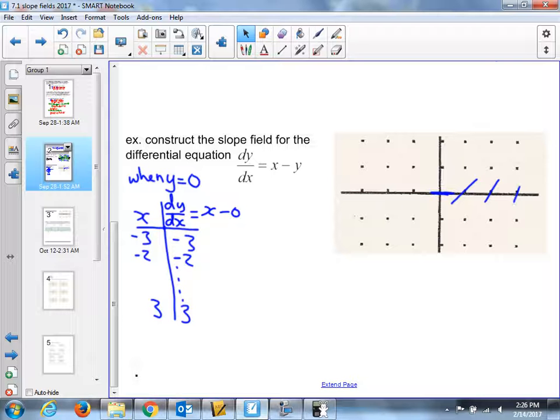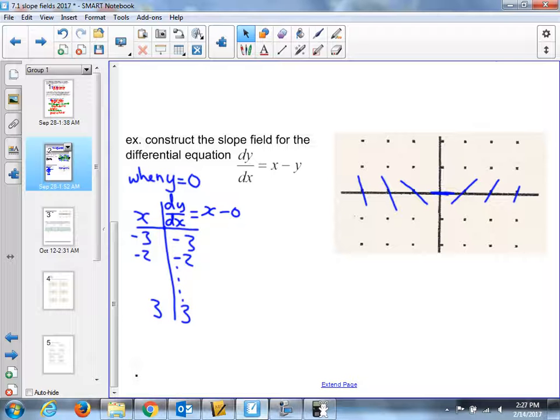Okay, so do you guys see what we did there? Okay, now backwards, when we have negative 1, we have a slope of negative 1. We have a slope of negative 2 and a negative 3. Make them gradually steeper in the negative direction, right?